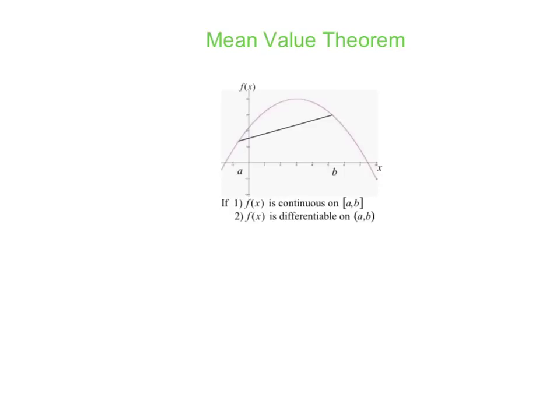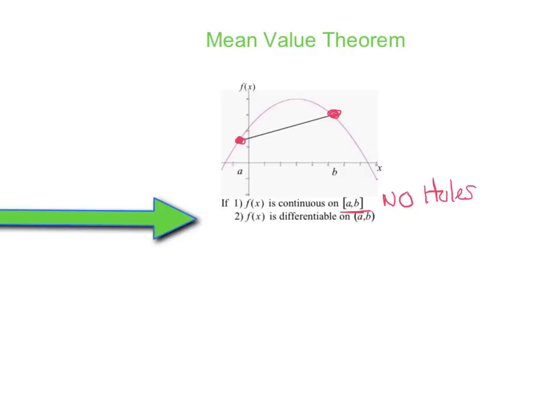In order to apply the mean value theorem, two things have to be true. First of all, f of x has to be a continuous function, and take note that it's on the closed interval a to b. So what am I saying by that? Well, you have to get from point A to point B basically without picking up your pen or pencil. So I'm saying there are no holes or vertical asymptotes. I have to get from point A to point B without picking up my pencil.